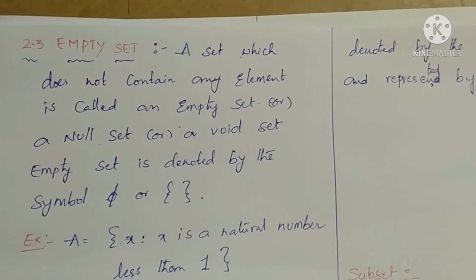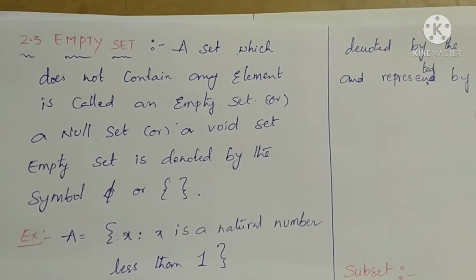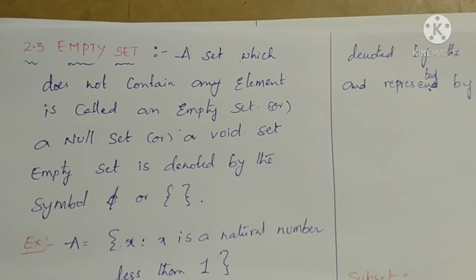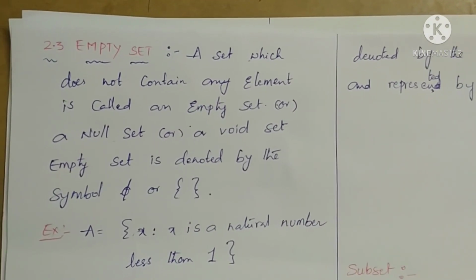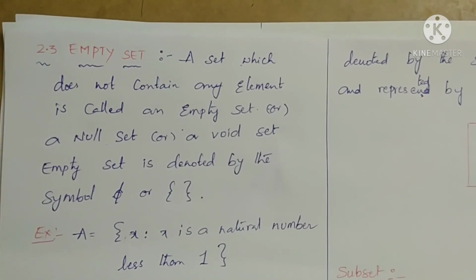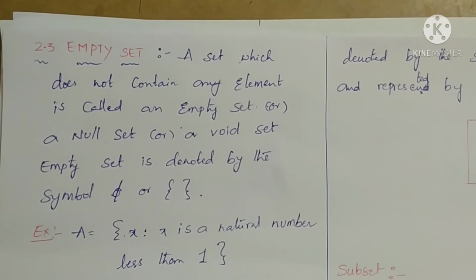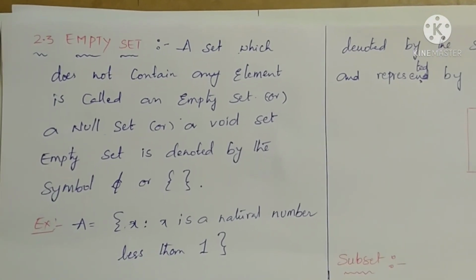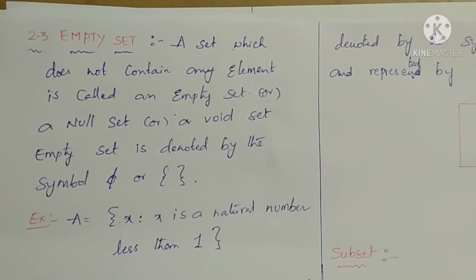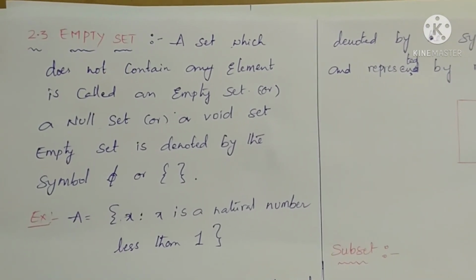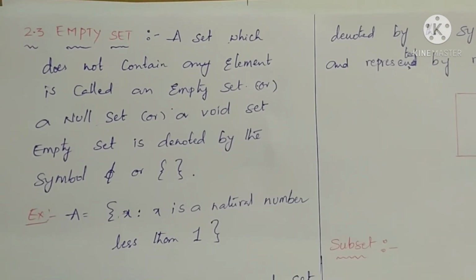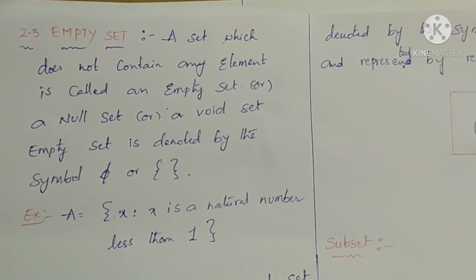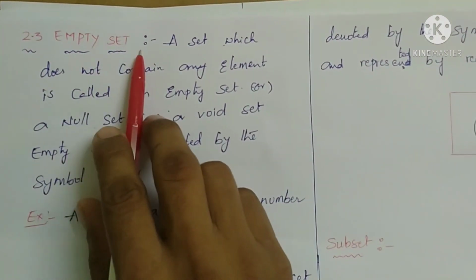Today we are going to discuss different types of sets. What are the different types of sets? There are 6 types of sets. One is the empty set, second the universal set, next the subset, fourth the proper subset, fifth the equal set, and the sixth one, the singleton set. Here, first, the definition of the empty set.